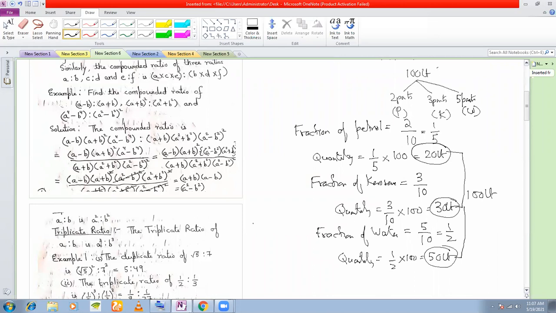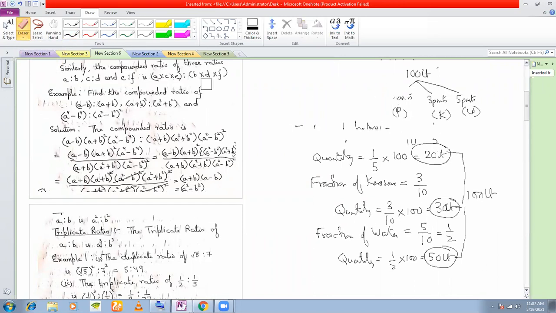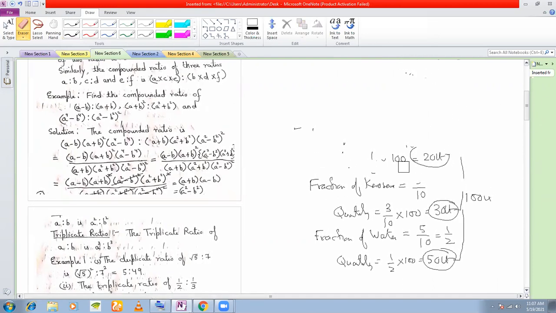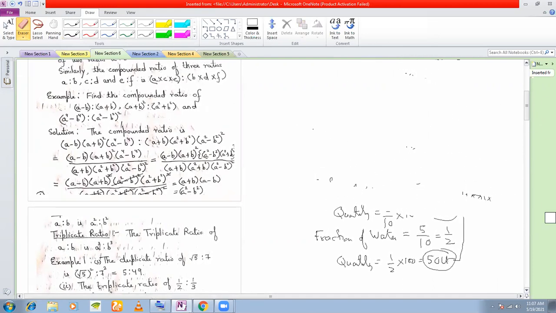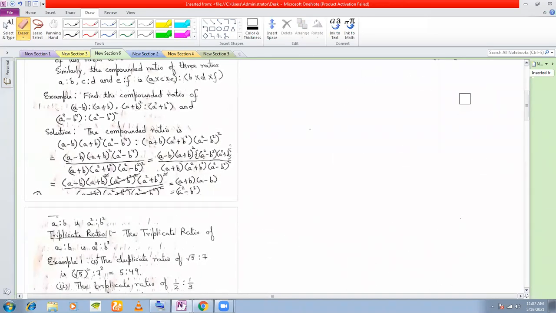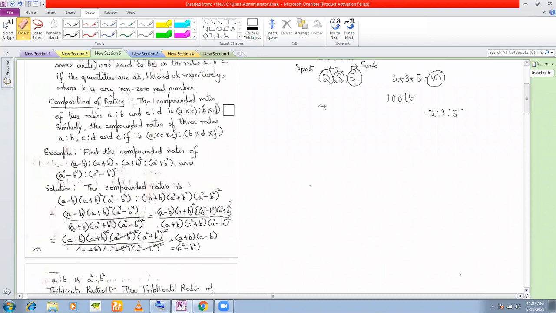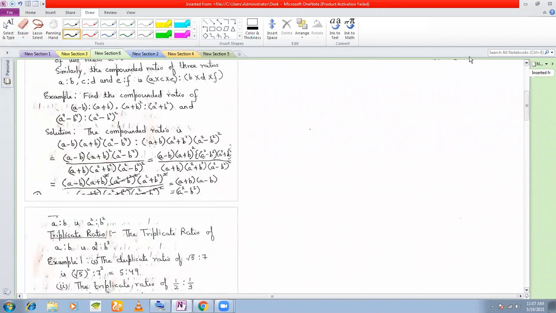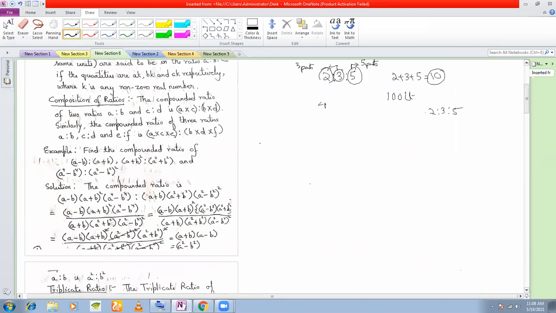Now there are some certain technical definitions here. This is the basic meaning of ratios. There are certain basic definitions that you must know for your class 10 standard, which you have not done in your earlier classes. Okay. See this. First definition is that of composition of ratios.